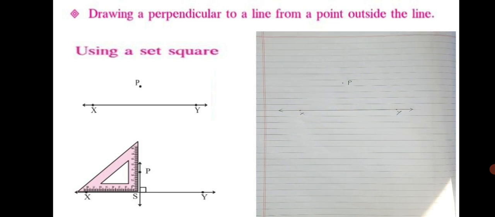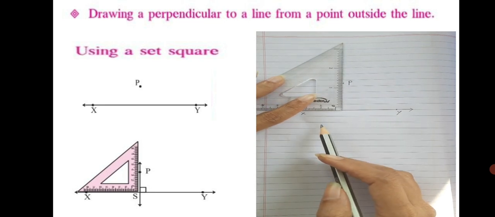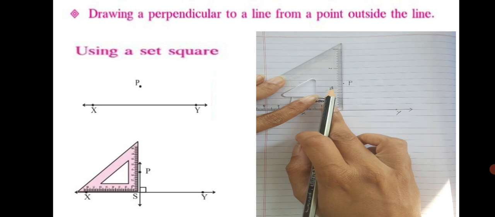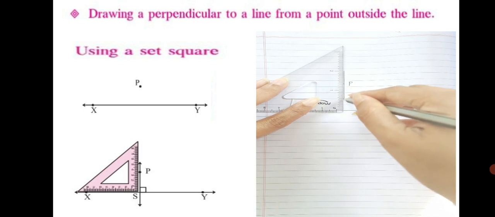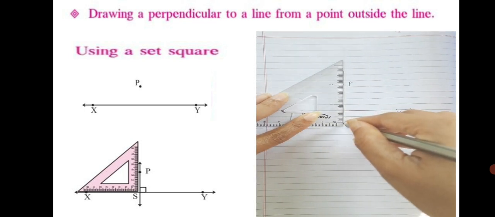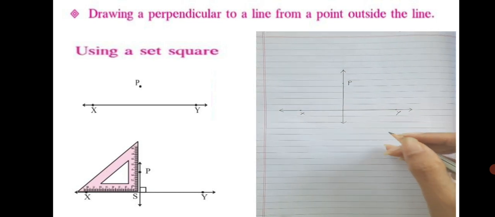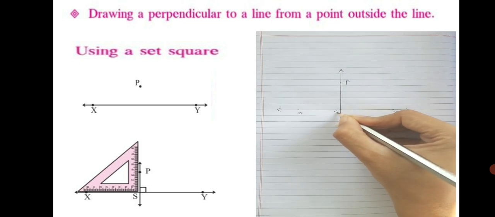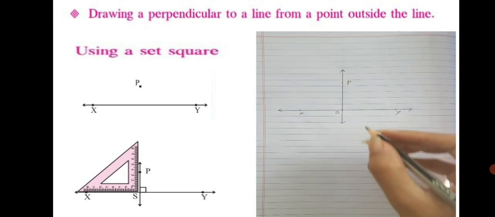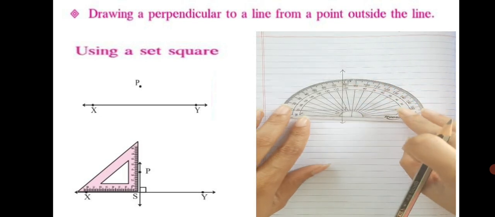Now we are going to use a set square. So place one of the arms of the right angle of a set square along the line XY such that the other arm meets point P, and draw a line straight passing through point P on line XY. Slide the set square along the line in such a way that the other arm of its right angle touches point P. Mark the arrows and now mark the point of intersection as point S and mark the perpendicular sign.